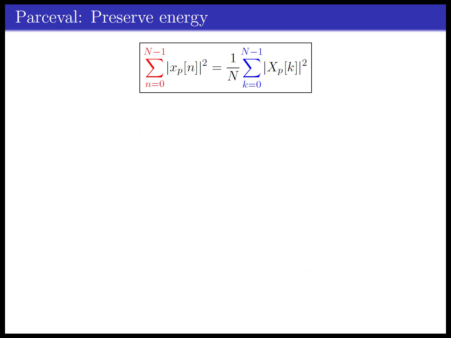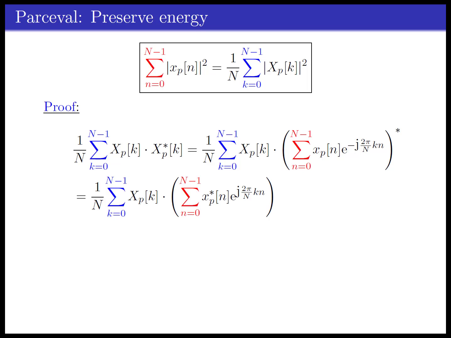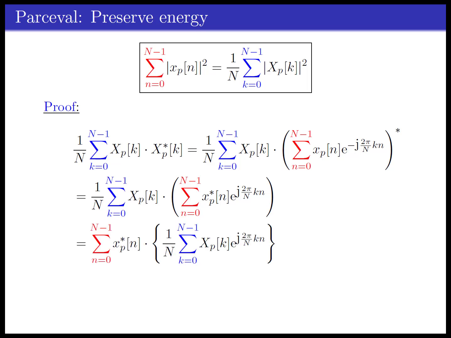Parseval has shown that the Fourier transform preserves energy. Here we will show that this property also holds for the DFT. The proof goes as follows. First, we write out, according to the DFT definition, the term Xp star. Then bring the complex conjugation operation inside the brackets. Then we can change the order of the summations and combine the factor 1 over N before the second summation. The second summation represents the inverse DFT operation, resulting in xp[n], which finalizes the proof.